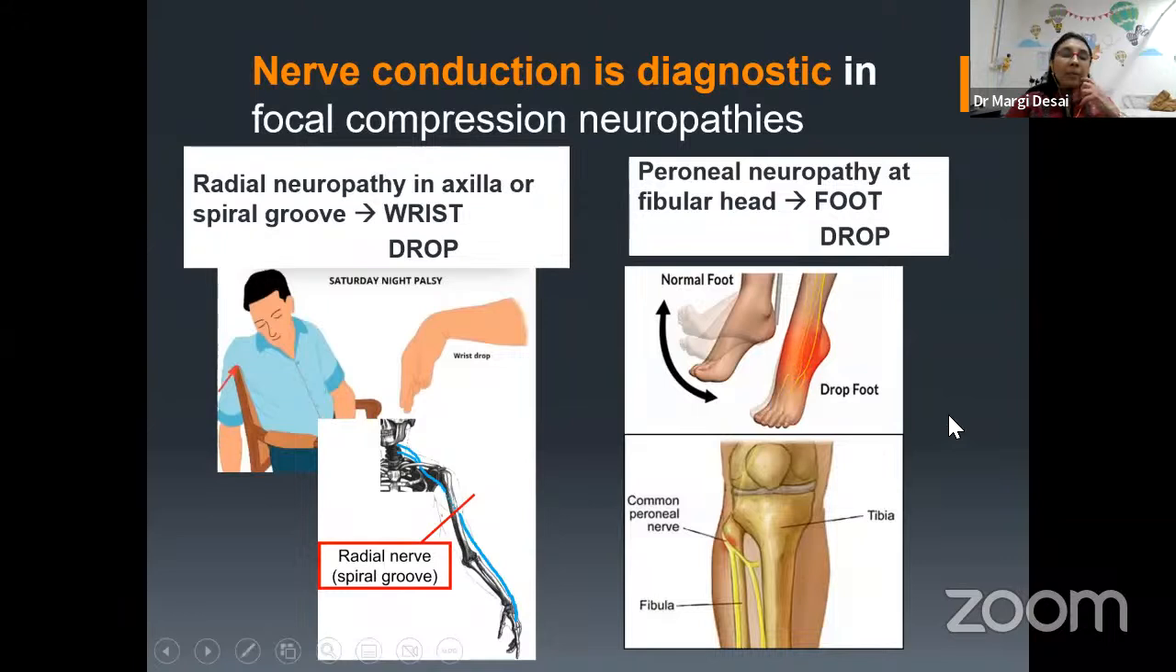Now, in COVID times, a lot of children were sitting with their legs on the sofa or chairs and attending school for prolonged periods. We saw quite a lot of foot drop during COVID because of common peroneal compression at the fibula head. Now, this can be demonstrated by motor nerve conduction.